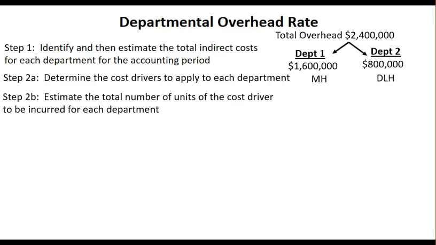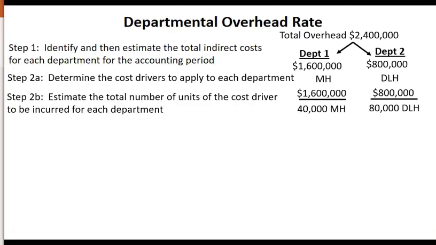Okay, now step 2B, estimate the total number of units of the cost driver to be incurred for each department. So I take the $1,600,000 worth of overhead costs under Department 1, and I estimate there's going to be 40,000 machine hours that are going to be allocable back to my individual products. I also see that in Department 2, it's going to be $800,000 of my cost pool divided by 80,000 direct labor hours. And again, those machine hours and direct labor hours are management's estimates.